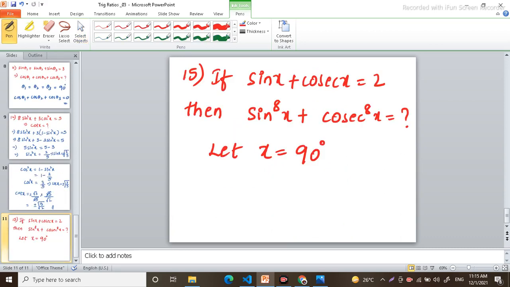We'll move to the next question. If sin x plus cos x is equal to 2, then sin^8 x plus cosec^8 x is equal to how much? So simple it is.